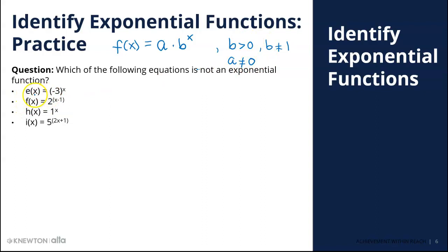For the first one, e of x is equal to negative 3 to the x. In this case, the base here, this number here is our b, that is negative or less than 0. That means that this function here is not an exponential function. So this is not an exponential function.